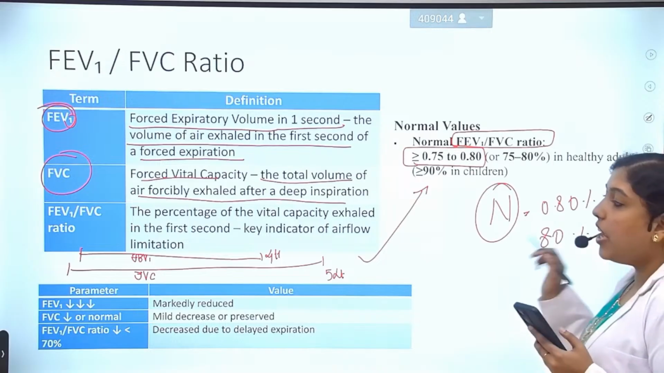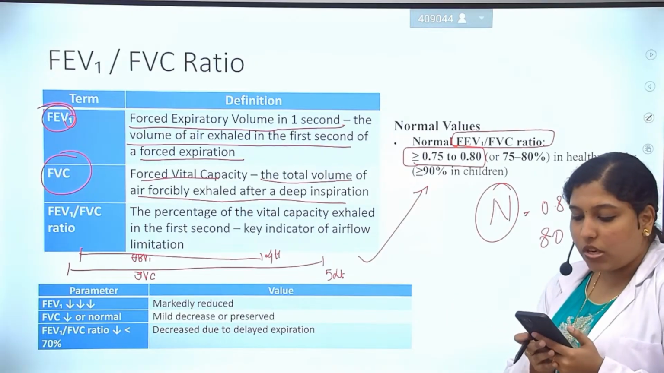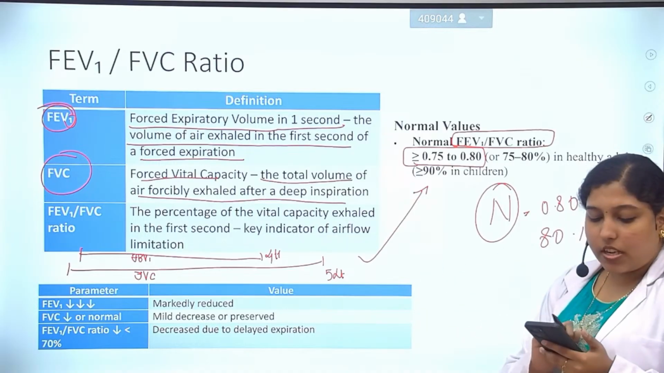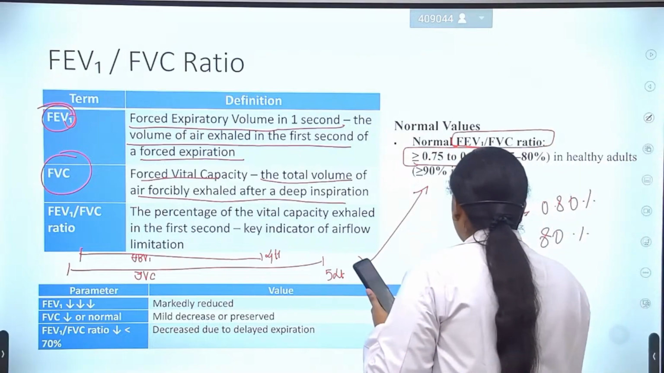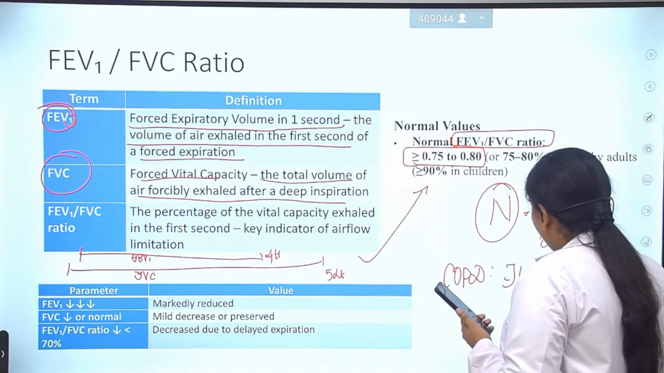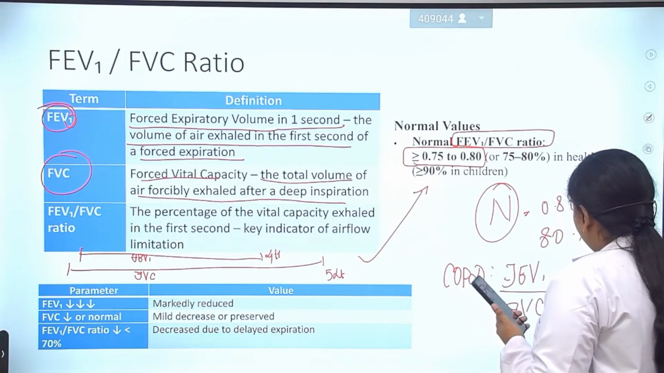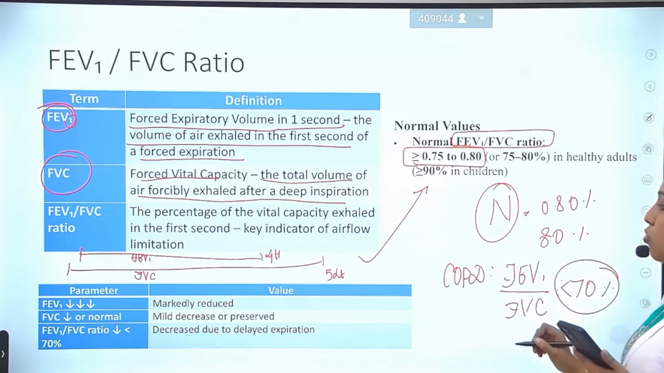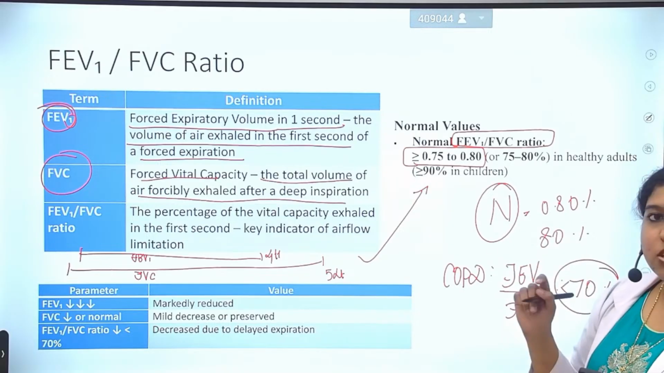When we are telling the patient is going for COPD, can anyone tell me, what is the normal FEV1/FVC ratio we have discussed? What is the ratio at which we are diagnosing the patient as COPD? We are diagnosing the patient of COPD when the FEV1/FVC ratio is less than 70%. We are concluding the patient is going for COPD.